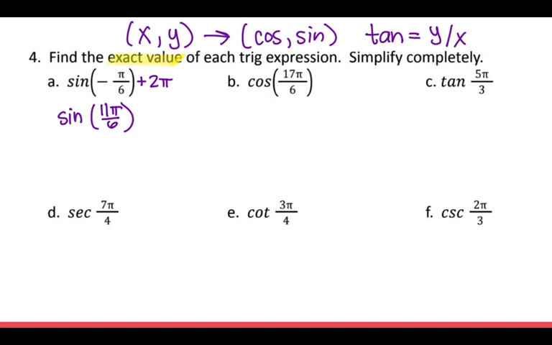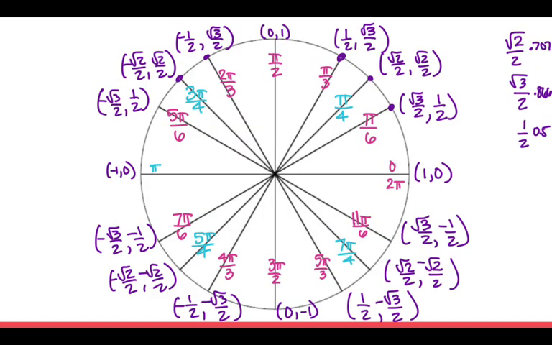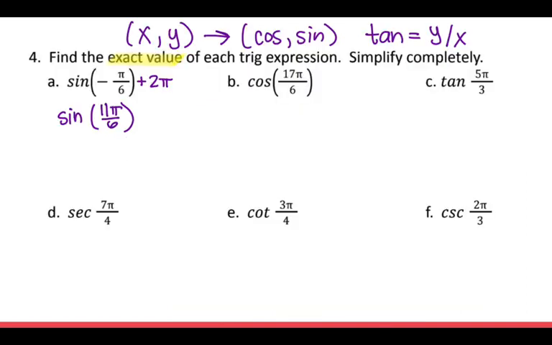So I'm going to go back to my unit circle. I'm going to look at 11 pi over 6. Here is 11 pi over 6 with my coordinates. And my question asked for sine. Sine is my y coordinate. My y coordinate is negative 1/2. So my answer for this one is negative 1/2.